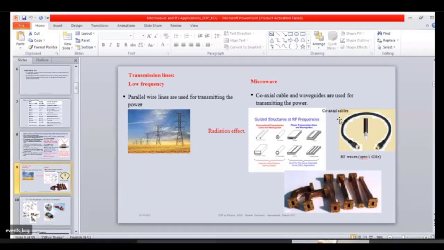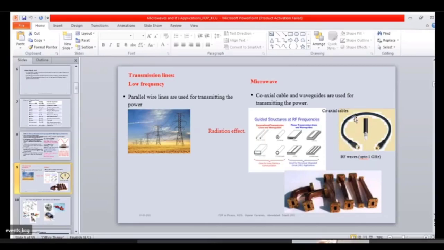So if the frequency is of the order of megahertz or gigahertz, then we go for the coaxial cables, right? We use the coaxial cable. This type of cable we are using at our home also. We connect our TV transmitter with the dish antenna, which is placed on the terrace, through this type of cable. So this is a cable. We call it RF cable, radio frequency cable, right?